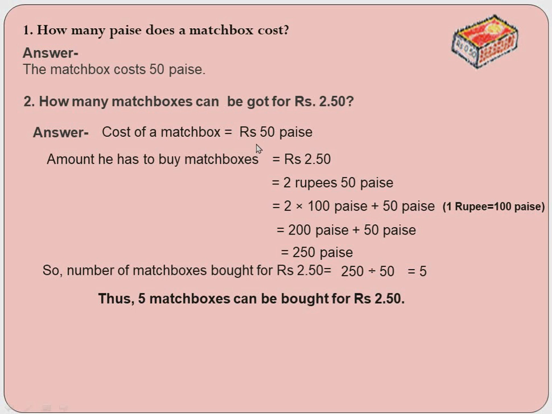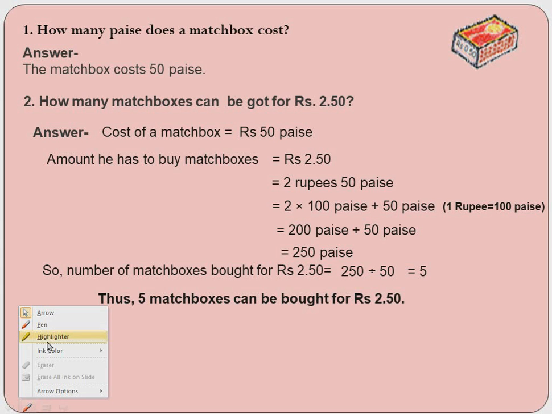Understood, children, how we did that? This is in rupees, yes or no? 2 rupee 50 paisa. The cost is 50 paisa. So what I did now, I converted this 2 rupee 50 paisa into paisa, and then one matchbox is 50 paisa. So 250 paisas, how many will I get? 250 by 50 equals 5.